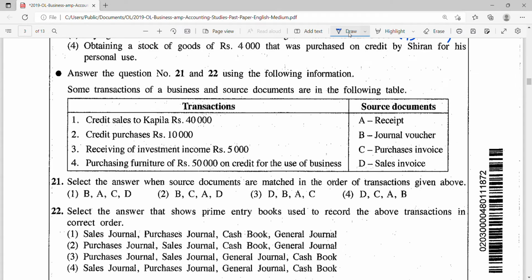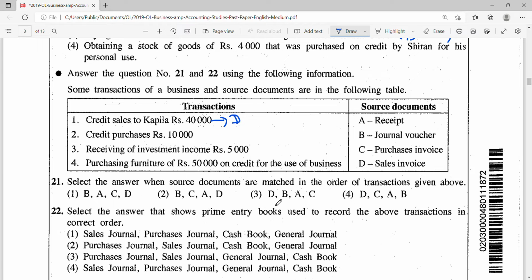Answer the question number 21 and 22 using the following information. Some transactions of a business and source documents are in the following table. Question number 21. Select the answer when source documents are matched in the order of transactions given above. So first transaction is credit sales to Kapila rupees 40,000. Credit sales are recorded in the sales journal. So the source document should be the sales invoice. So for transaction 1, source document is D.